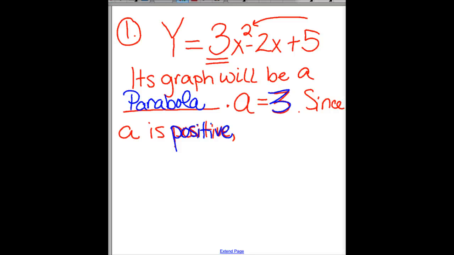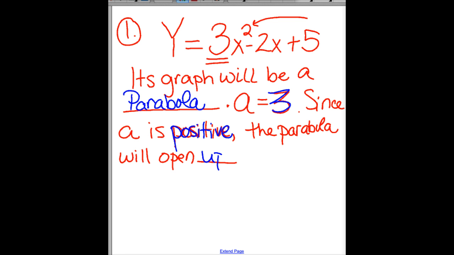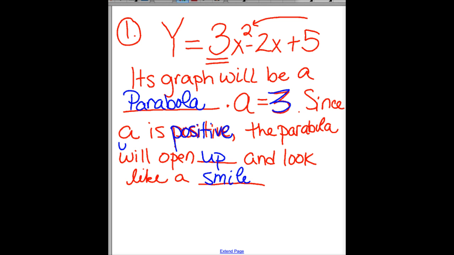Anyway, since A is positive, the parabola, think positive smile, the parabola will open up. So I know it's going to look like this. And it will look like a smile. Now, if that was a negative 3, it opened down, and it'll look like a frown.